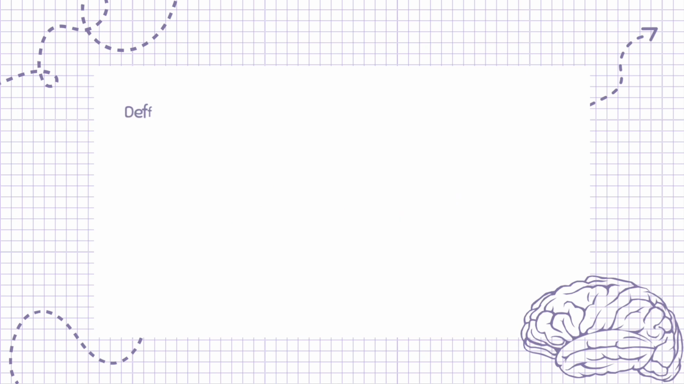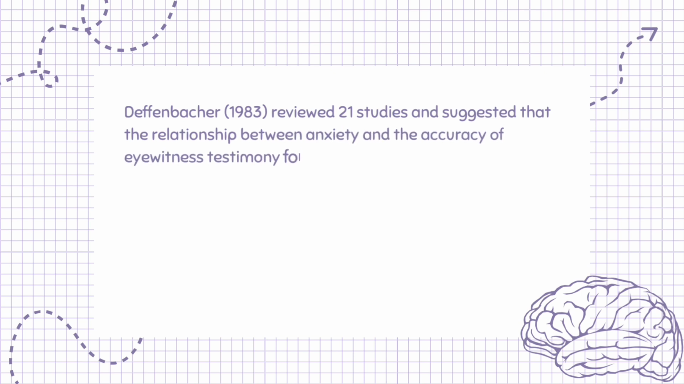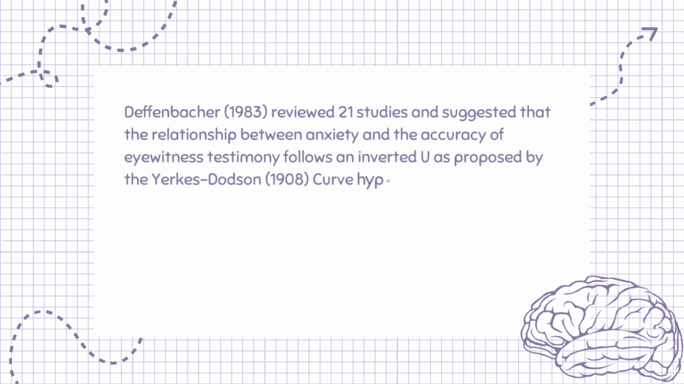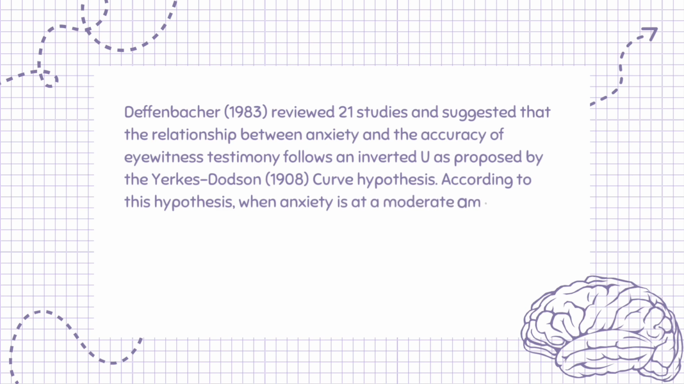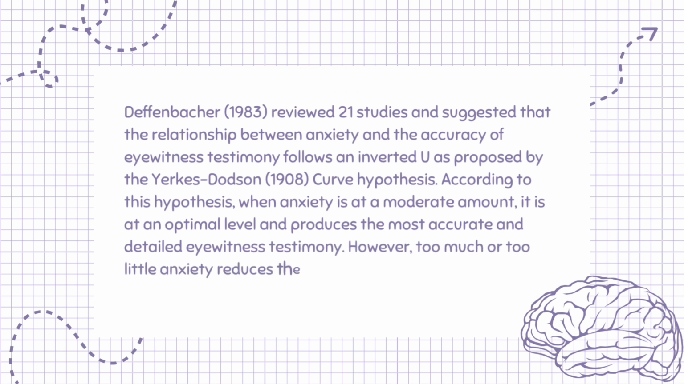Anxiety. Deffenbacher, 1983, reviewed 21 studies and suggested that the relationship between anxiety and the accuracy of eyewitness testimony follows an inverted U as proposed by the Yerkes-Dodson, 1908, curve hypothesis. According to this hypothesis, when anxiety is at a moderate amount, it is at an optimal level and produces the most accurate and detailed eyewitness testimony. However, too much or too little anxiety reduces the accuracy of the eyewitness testimony.